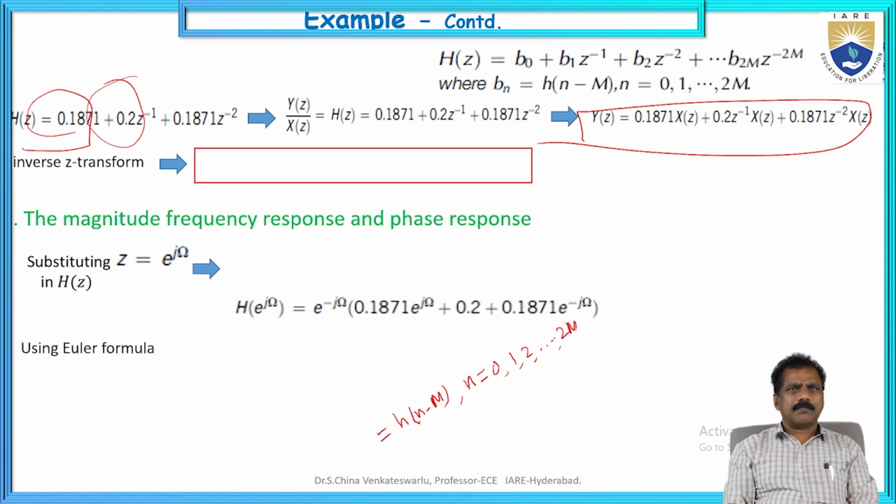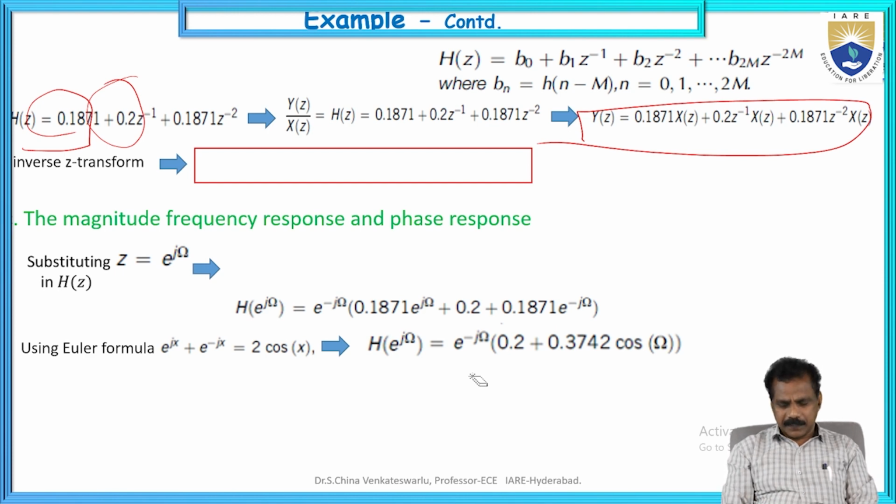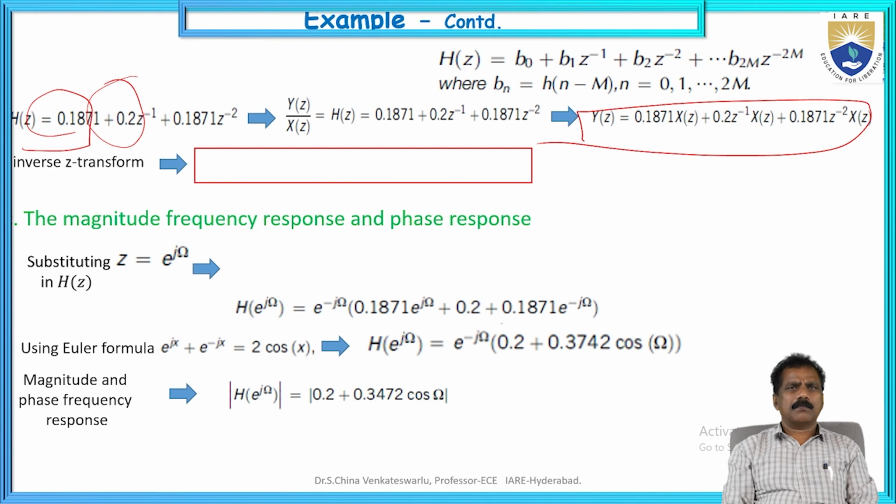Using Euler's formula, e power jx plus e power minus jx is equal to 2 cos x. Try to verify that H of e power j omega is equal to e power minus j omega of 0.2 plus 0.3742 cos of omega. After that, try to measure the magnitude and the phase responses. For the magnitude and phase frequency responses, the magnitude of H of e power j omega is equal to mod of 0.2 plus 0.3472 cos omega.